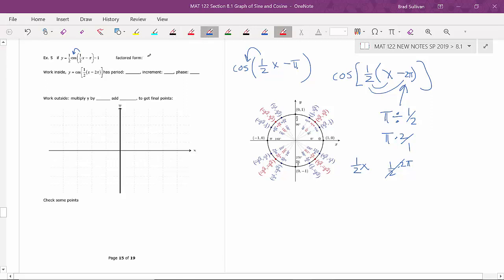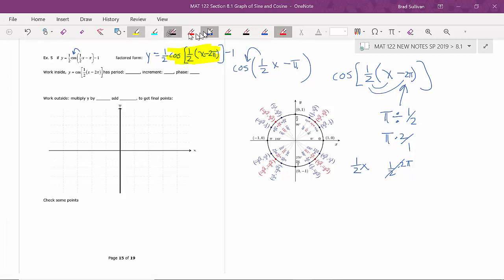Okay, so what we're going to have in our factored form is y equals 1/2 cosine bracket 1/2 x minus 2 pi, then minus 1. And what we're going to focus on is just this part right here, just the inside part. I'm not going to worry about the other numbers. That's where you always should start, is worry about phase shift and period change.